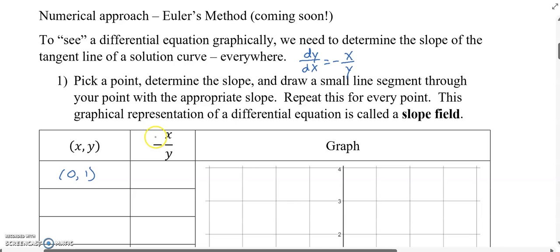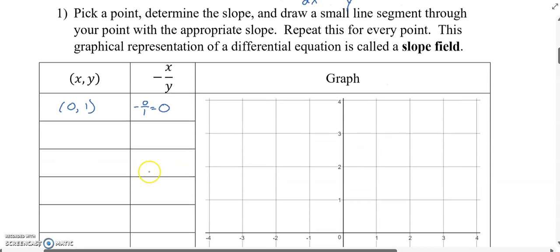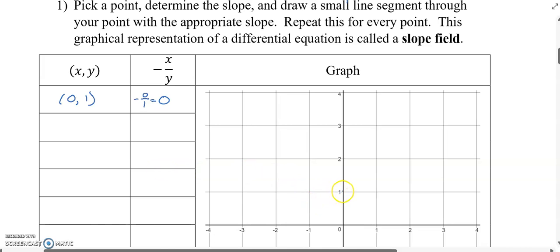So dy/dx is the slope of the solution curve at every point. In this particular case, x equals 0, y equals 1, we'll get negative 0 over 1, which is going to equal 0. What that tells us is that if we have a solution curve that goes through the point (0, 1), then the slope of that solution curve is going to be 0, which is a horizontal line. So I'll write a small tangent line right there. We don't know where the curve is going, but we know that it's horizontal at that point.